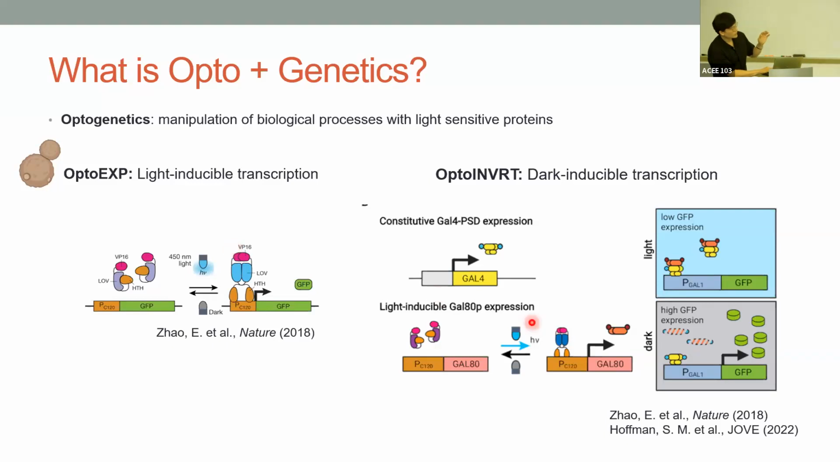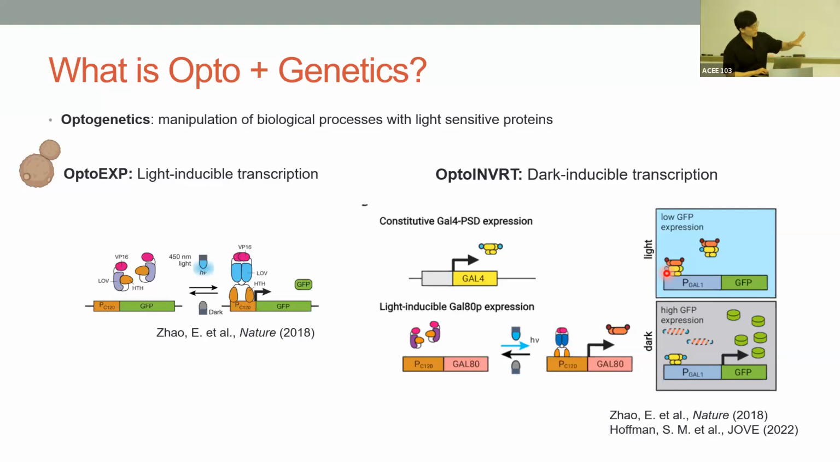Now, there's also a way to invert this signal where you have dark-inducible transcription. Here you utilize the repressor-activator circuit that's commonly used in yeast. GAL4 is a transcriptional activator, and GAL80 is a transcriptional repressor of GAL4. So you make GAL80 with light, and once you shine light, GAL80 is made, GAL80 binds to GAL4, and there is no GFP expression. Now you can imagine GFP being other things that are relevant.